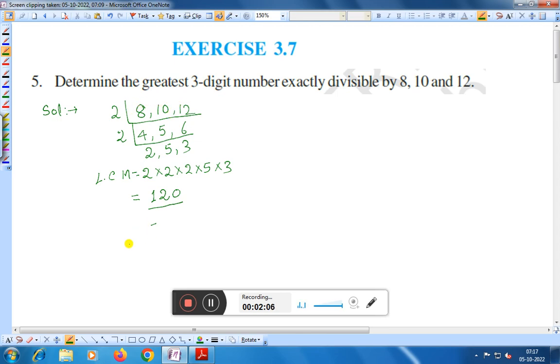Now, we will find the greatest 3 digit number. What is the greatest 3 digit number? We know that the greatest 3 digit number is 999, right? Now we'll divide this 999 by 120.